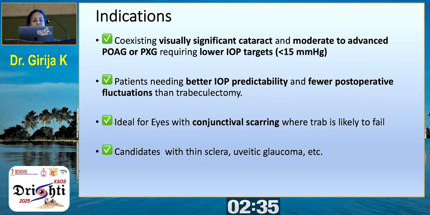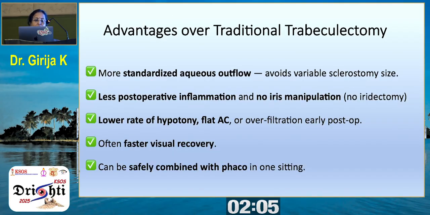And it is indicated usually in visually significant cataract and moderate to advanced POAG or PXFG, which requires a target IOP of around 15 millimeters. And here, patients who need better IOP predictability and fewer postoperative fluctuations, but it has to be affordable because it has a high cost. And eyes with conjunctival scarring where trab is likely to fail, or eyes with thin sclera, uveitic glaucoma, etc., this may be a good alternative.